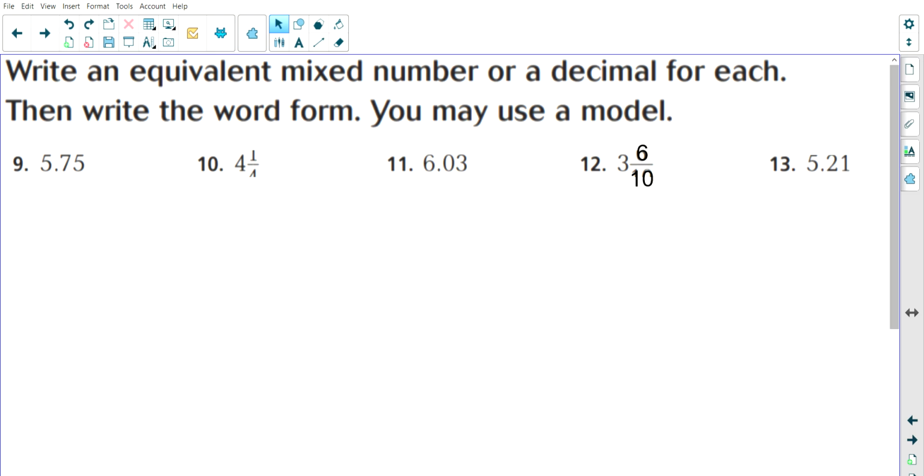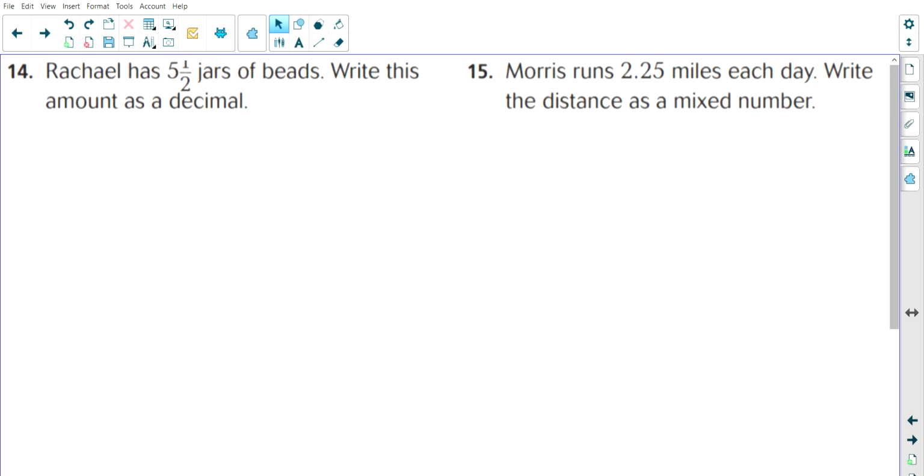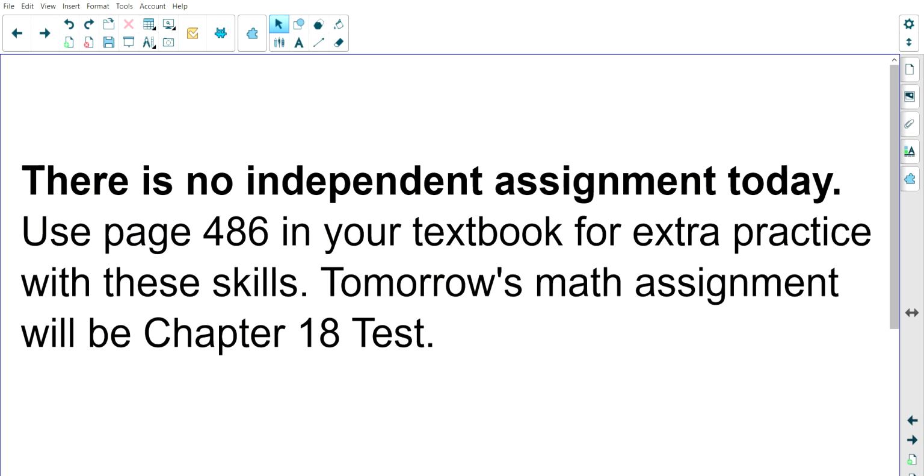All right, we're going to skip through a little bit because you are doing such a great job working with me right now. So there is no independent assignment today. You can use page 486 in your textbook for extra practice with these skills. If you need some more help, make sure you log on to our Zoom chat at 11 a.m. so that I can help you.